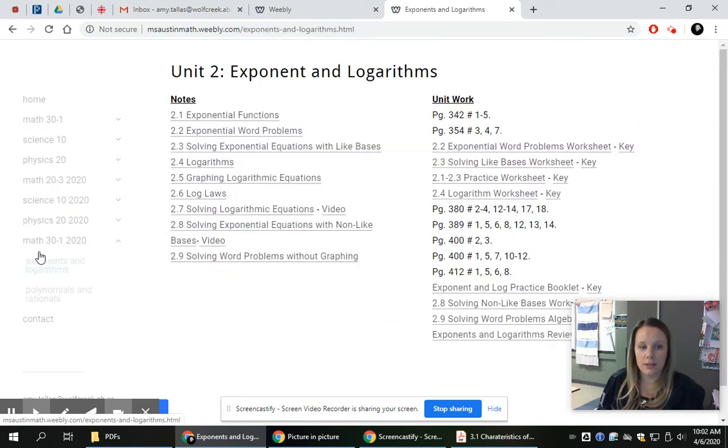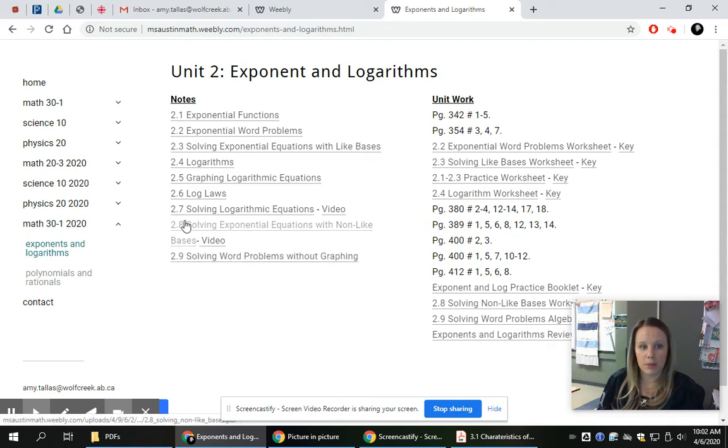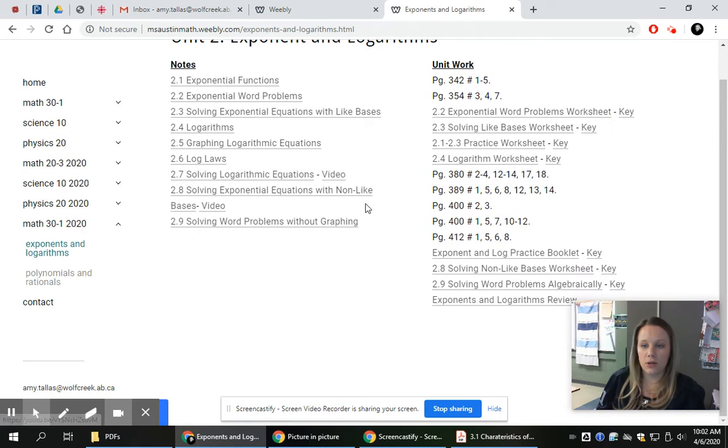First thing assigned is, it was brought to my attention that I skipped over 2.7. Oops. This is new for me too. I'm still figuring everything out. So I put together a video for 2.7, solving log equations. That's in there. There's also all of the answer keys now posted to everything, a review booklet, everything you would need to study this unit and know it well is posted on this section here.